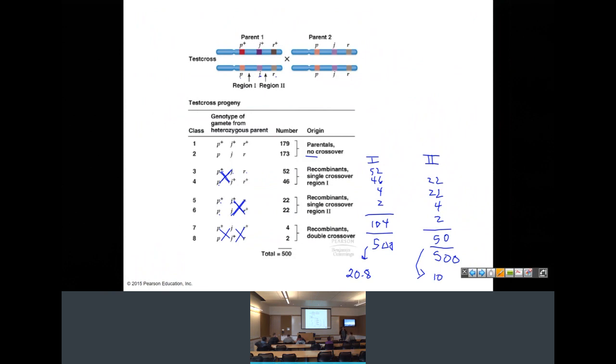So the first thing you have to do if you want to map these genes A, B, C, PJR, whatever, is you need to find out that those genes are actually on the same chromosome, right? That they're linked, because you cannot map them if they're not linked. To figure out if they're linked, you're going to utilize the null hypothesis. And you're going to say, these genes are not linked. They sort independent of each other, right?